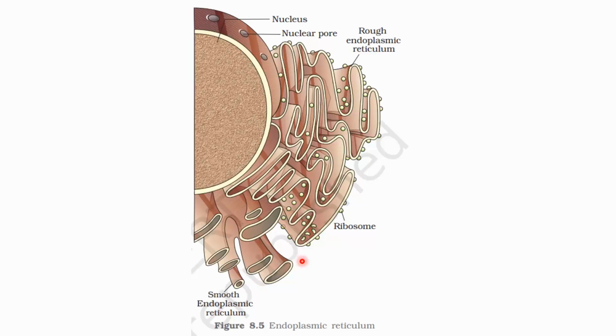So endoplasmic reticulum is of two types, rough and smooth. This is on the basis of what? Whether the ribosome is present on the surface or not. If it is present, it is known as the rough endoplasmic reticulum or RER. If it is absent from the surface, it is known as the smooth endoplasmic reticulum or SER.